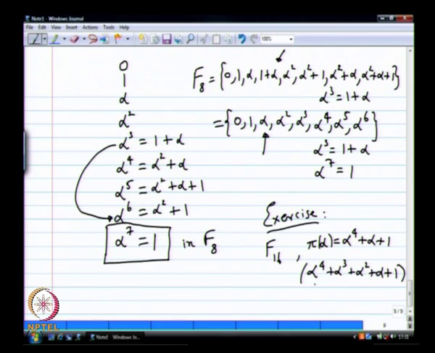So don't try this too early. Try just this, alpha power 4 plus alpha plus 1. This will work. Try this and try making this equivalence, 2 different notations. It is a good exercise. The first time you do it you may not believe me, you should not believe me, you should try it.